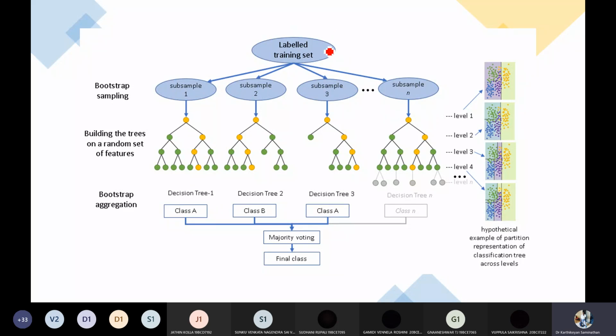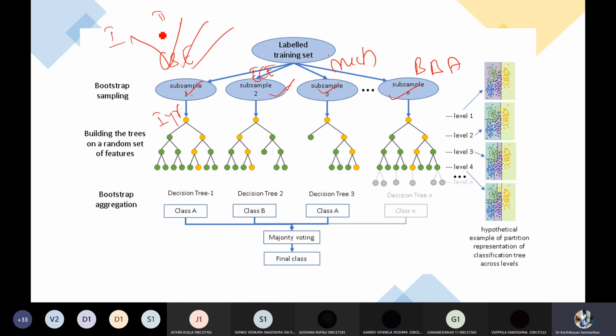So a labeled training set is given. From this labeled training set, I am taking a few samples: sample 1, sample 2, sample 3. From the first sample, I am building the trees on a random set of features. For example, this is a university data sample. From here, I am generating samples for CSE, this is for ECE, this is for MEC, and this is for BBA. For CSE, I am generating a tree based on only the first year's features. CSE has 4 fields: first year, second year, third year, and fourth year. So I am generating the decision tree based on the first year.